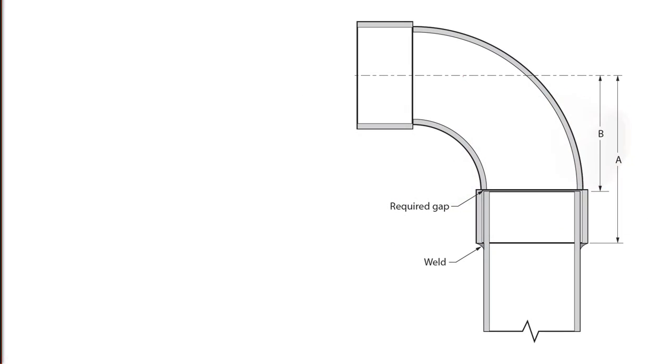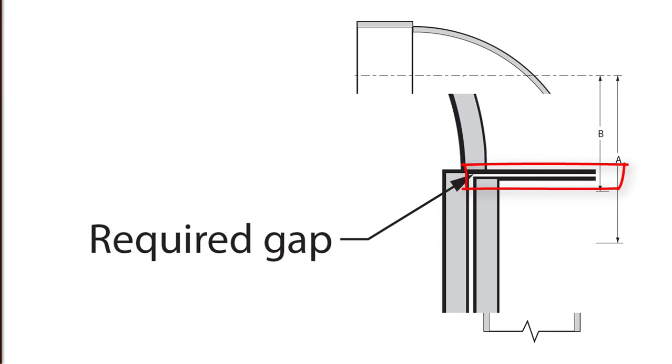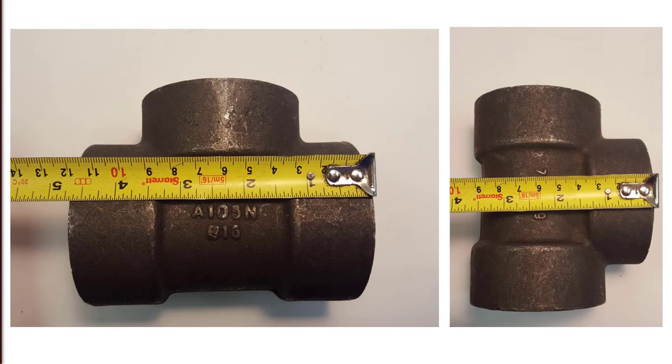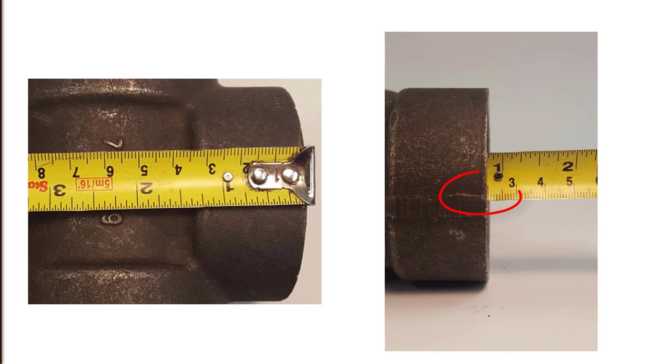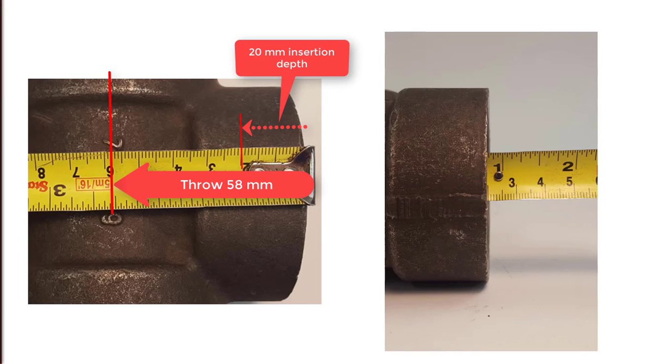The only difference is we need to make an allowance for a 1/16 inch or 1.5 millimeter expansion gap that must be left between the end of the pipe and the bottom of the socket. The initial process is the same as our threaded fitting calculations. Here I have a 2-inch 3,000 pound socket weld T. The throw for both the run and the branch is the same, about 58 millimeters. The insertion depth is 20 millimeters, so the fitting allowance would be 58 minus 20 equaling 38 millimeters.